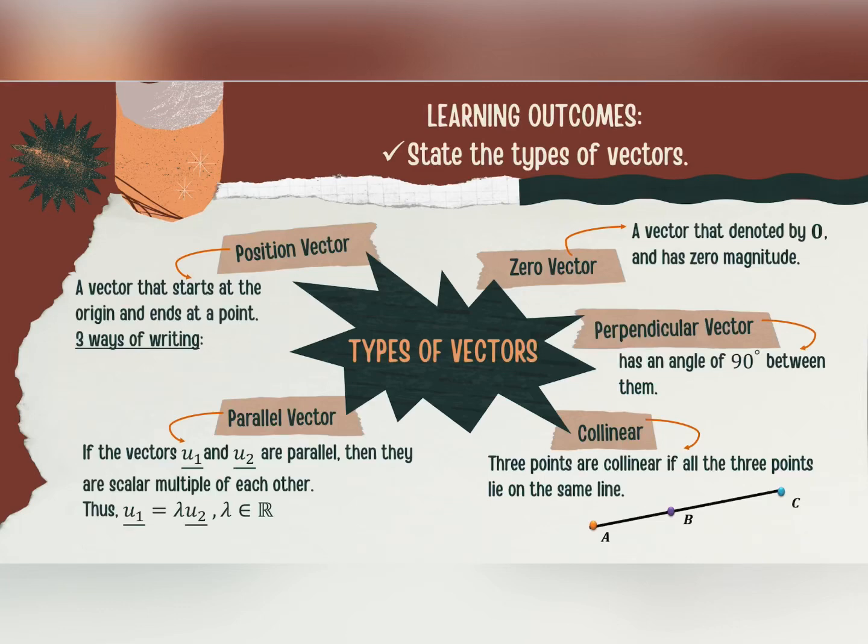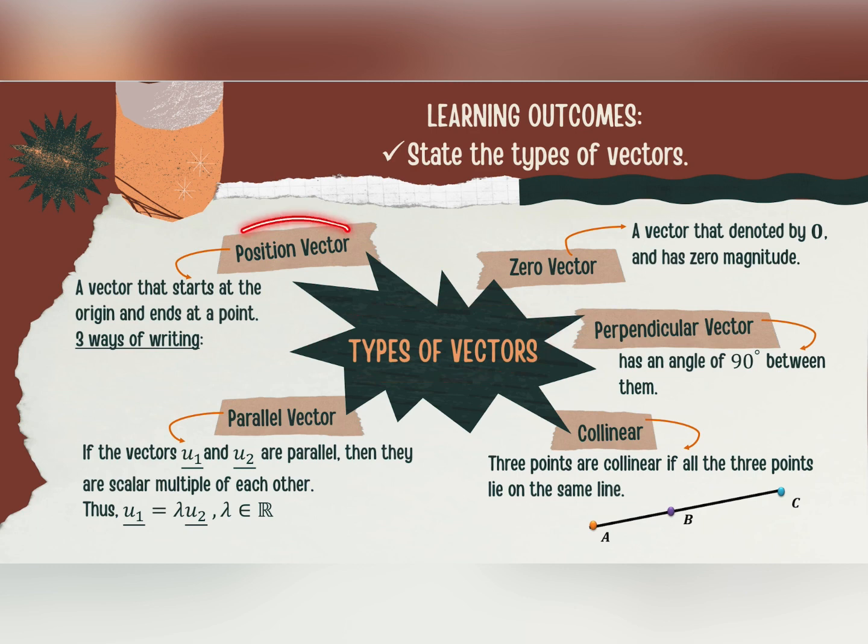Okay, next kita move on kepada state the types of vectors. So this is actually the first learning outcome. Okay, which kita akan tahu the types of vectors lah. Dalam vektor ni apa types dia. Okay, so dekat sini saya listkan all the 5 types of vectors.